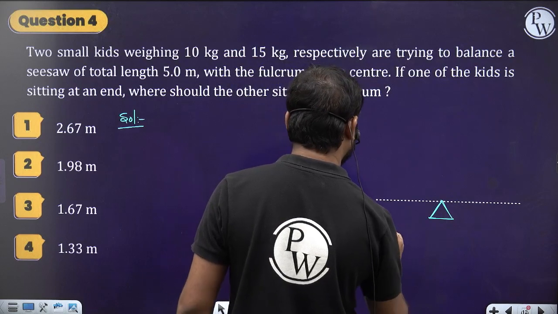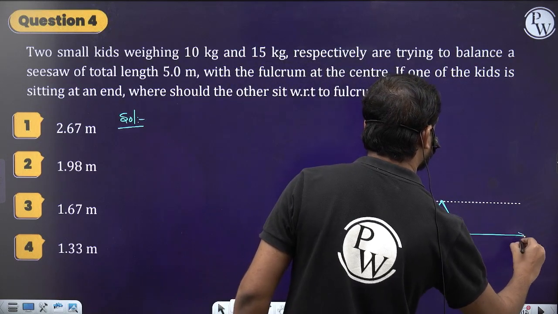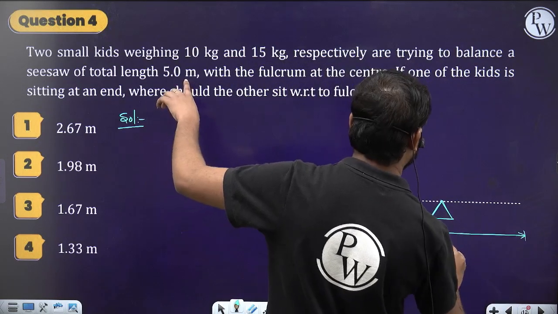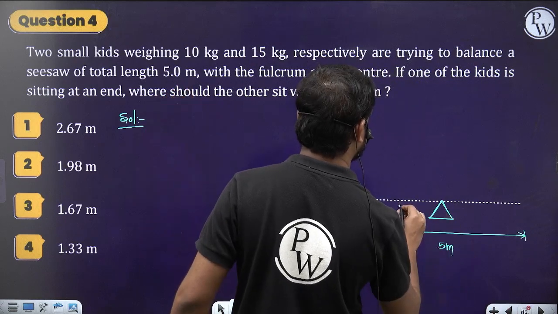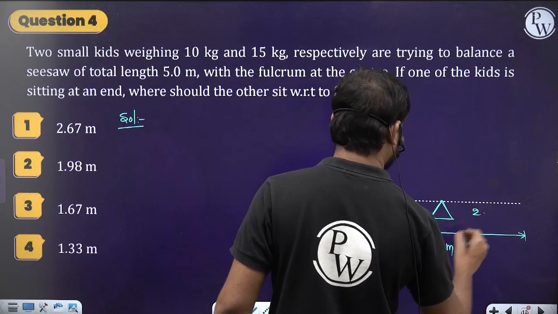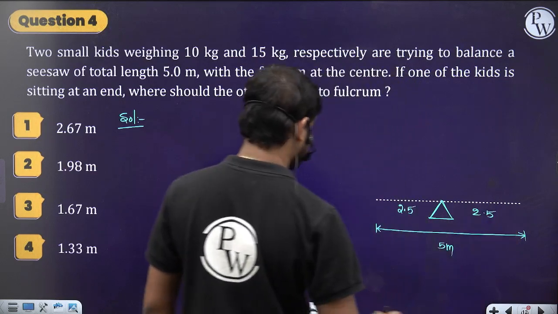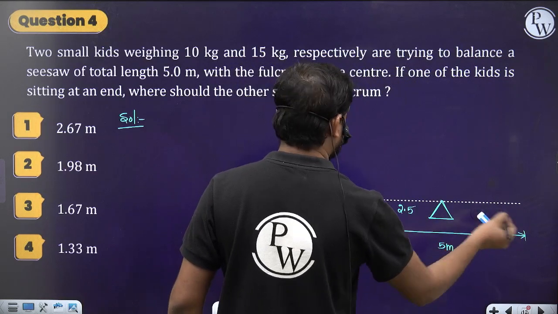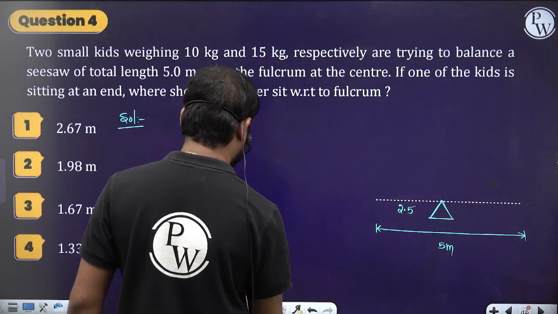What's the total distance? The total seesaw distance is 5 meters. If the fulcrum is exactly at the center, this distance is 2.5, and the right side distance should also be 2.5, yes or no? If it is 2.5 on one side, automatically it will be 2.5 on the other.